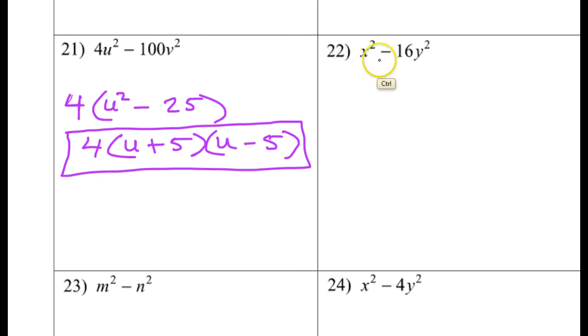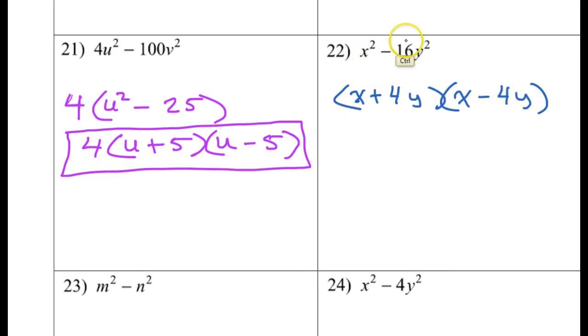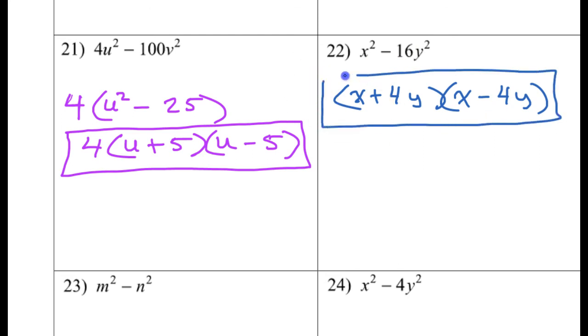Okay, problem number 22 has no GCF, but it is the difference of squares right now. So we can just go straight to the difference of squares pattern. So this should be x plus 4y and x minus 4y. Everything just gets split right down the middle. One plus, one minus. So that's it. This is the final answer for number 22.